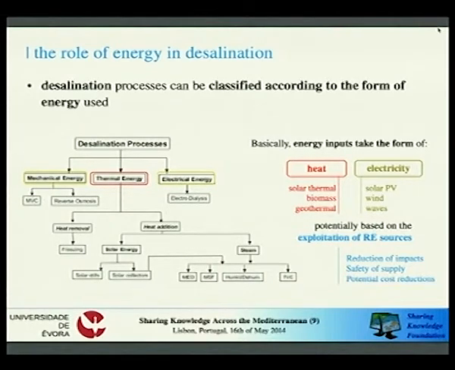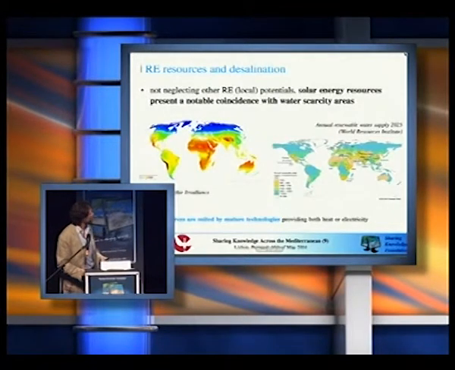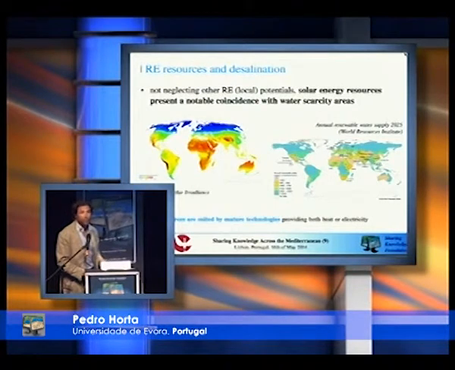And of course, the exploitation of such resources in these desalination processes stands for a reduction of environmental impacts, stands also for safety of supply, and can even stand for potential cost reductions on the water production system. Not neglecting local resources, which can take the form of wind resources or wave resources or geothermal resources.